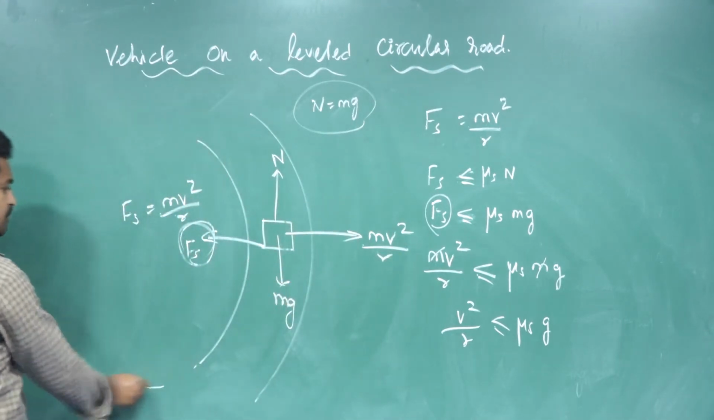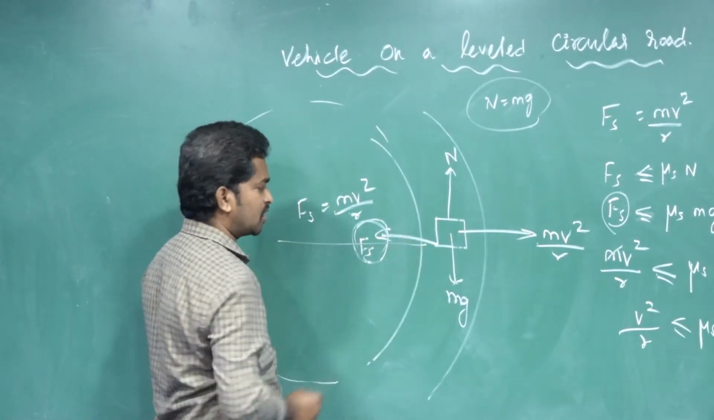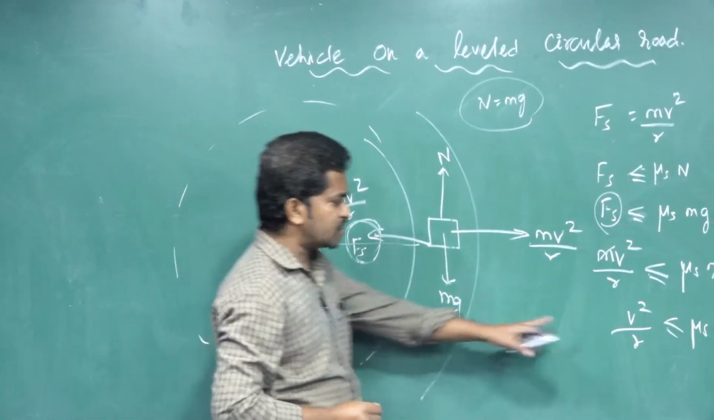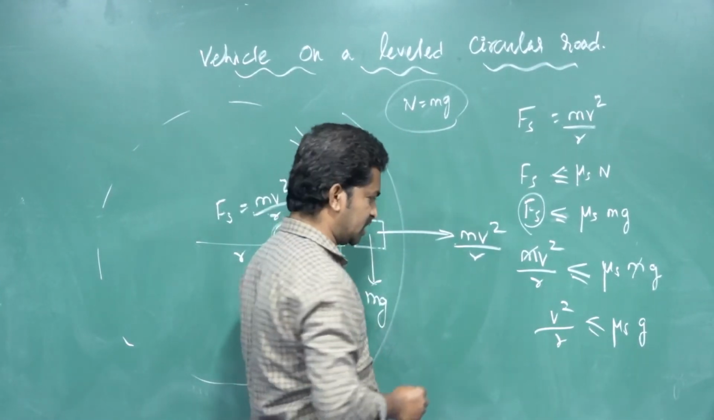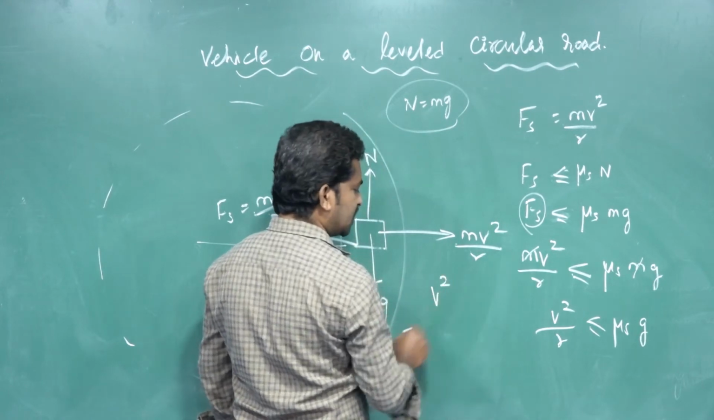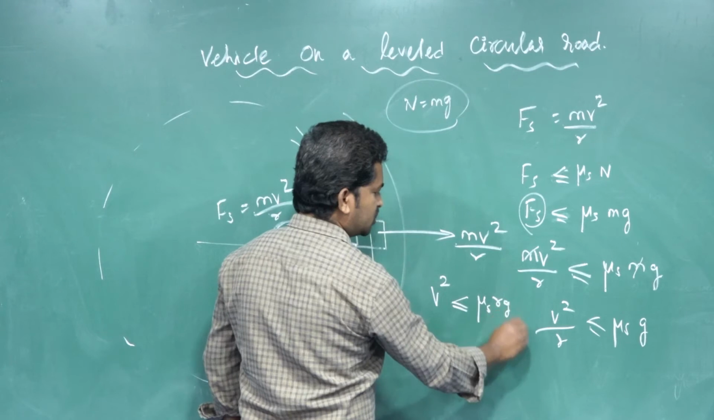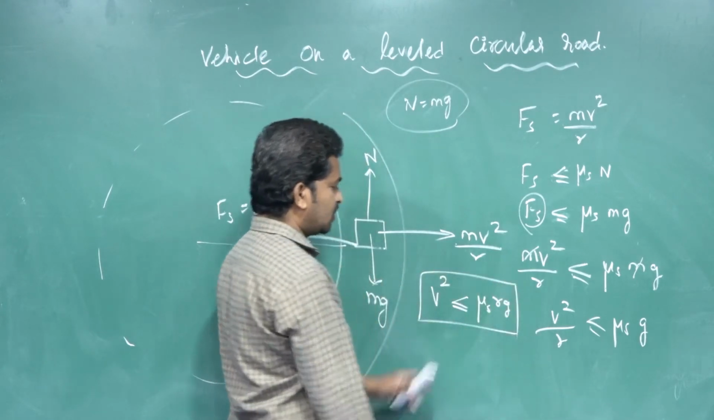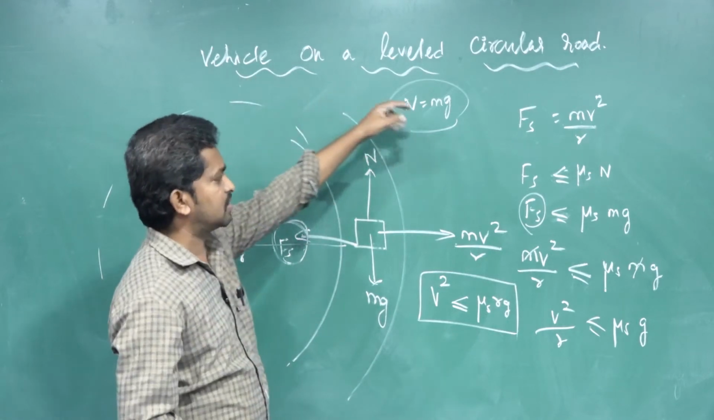Just imagine the path must be circular. So R is the radius of the circular path. V square divided by R is less than or equal to mu s into g. We want to calculate this. V square is less than or equal to mu s into Rg. So this is the condition for a vehicle on a level circular road.